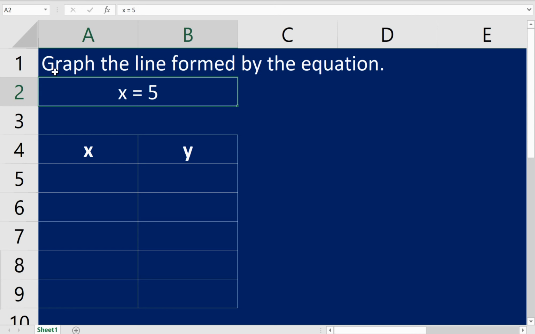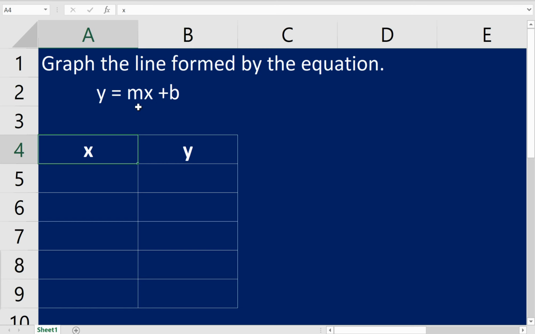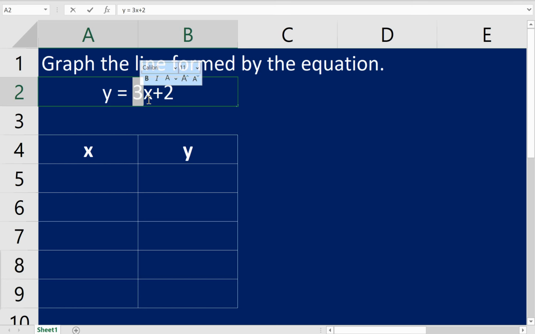Normally, when you're asked to graph a line and given an equation, you would typically see something in y equals mx plus b form, like perhaps y equals 3x plus 2. And so then you know that you go to 2 on the y-axis, and you put a dot down, and then you move up 3 and over 1 to get to another point and put a dot down, and then you connect them with a line.